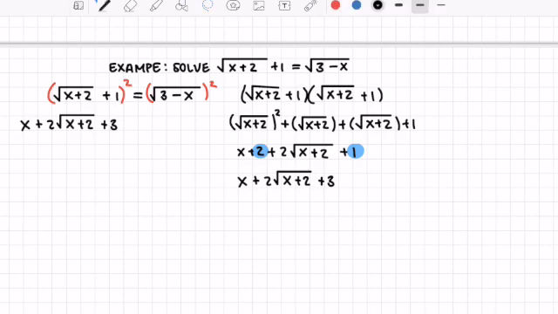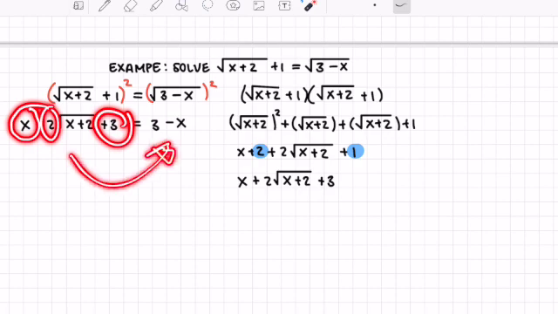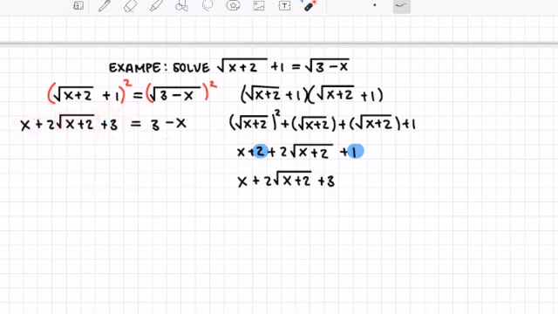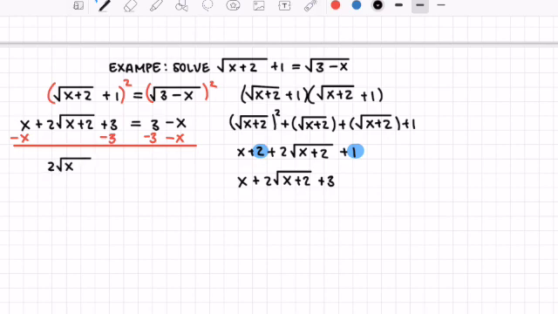On the other side, this ends up just being x minus 3 minus x in the end. Once I do that, I need to again move the 3, the x, and the 2 to the right side because we have just one more square root left over. So I'll subtract 3 and subtract x on both sides, and I'm left with 2 square root of x plus 2 equaling, this becomes 0 so that cancels out, negative 2x.